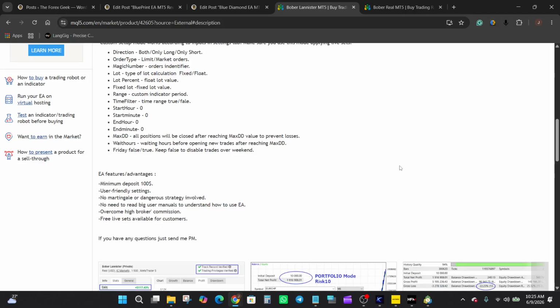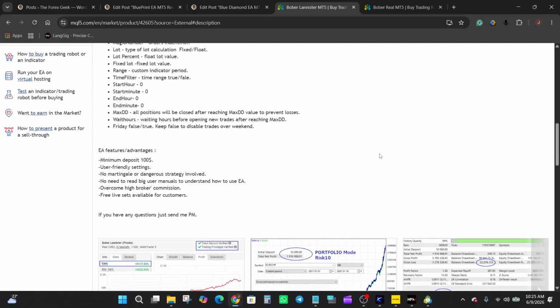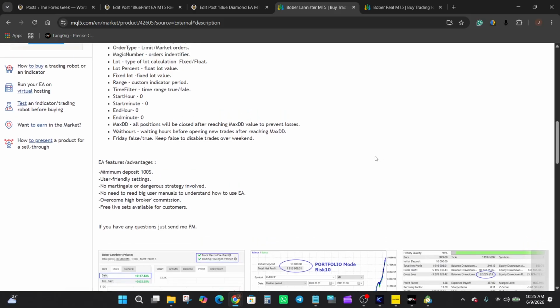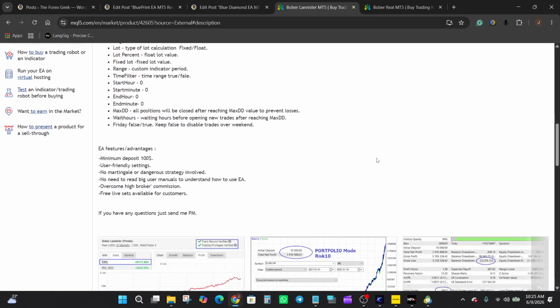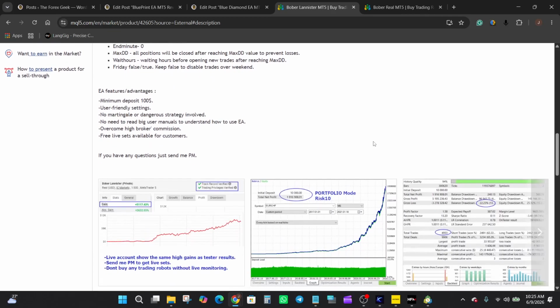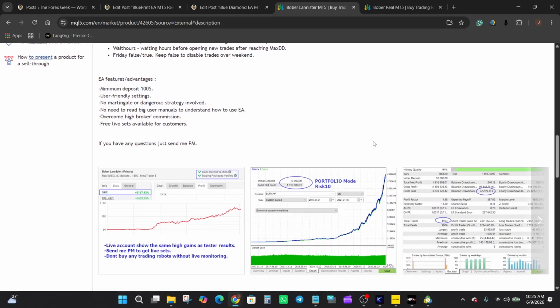Now let's move over to the historical testing section. The developer provides specific guidance for running backtests, recommending MetaQuotes demo data with the modeling method set to every tick based on real ticks, and a testing period starting from January 2017 through to the present. Using high quality tick data can provide a more detailed historical analysis, which is useful when evaluating automated systems.